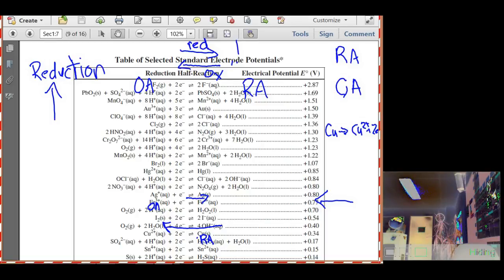Oxidizing agents, OAs, are on the left-hand side of the table. Reducing agents are on the right-hand side of the table. I'm going to use some of the work that we did on the board as examples. Find your silver reaction and find your nickel reaction for question 1A.